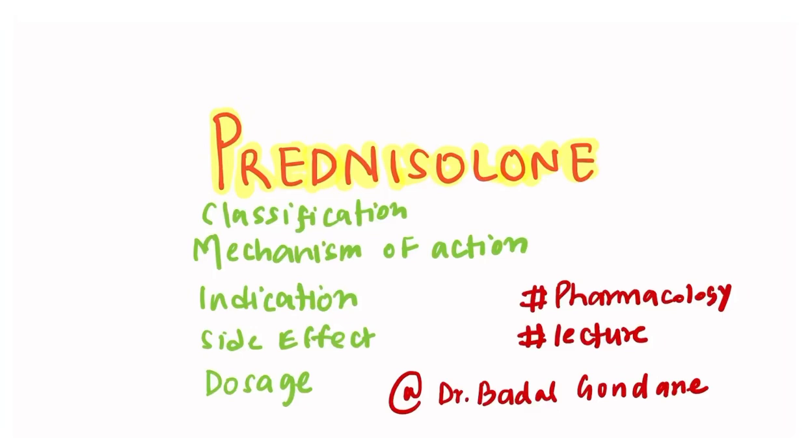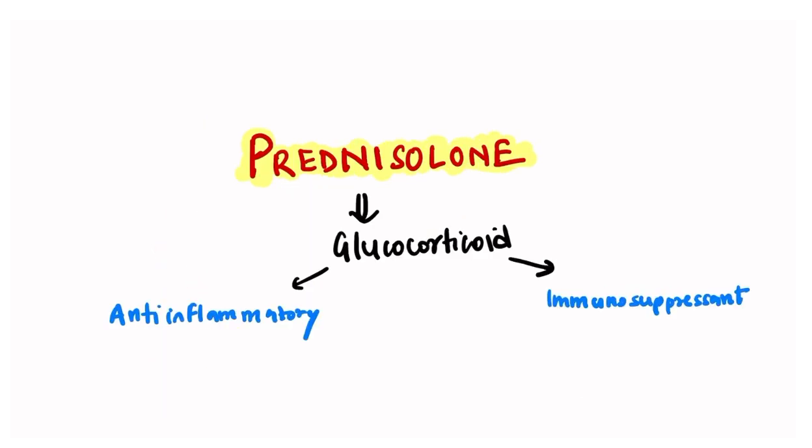Hello guys, in this video we are going to see about prednisolone. We'll see the classification, mechanism of action, indications, side effects and doses. As we already know, prednisolone is a glucocorticoid and it has two important actions, anti-inflammatory and immunosuppressant.